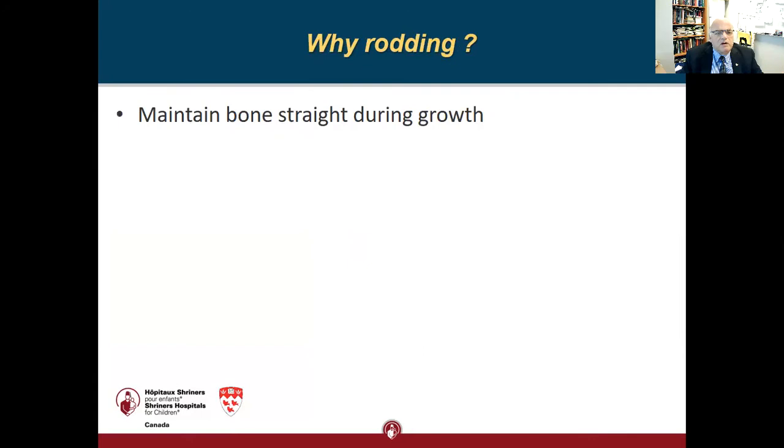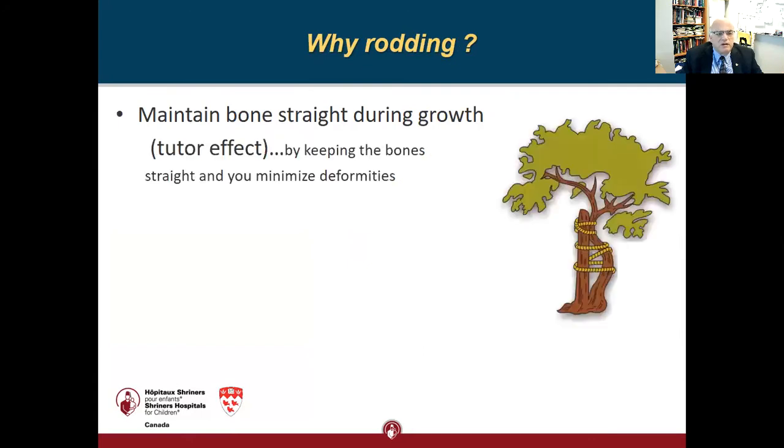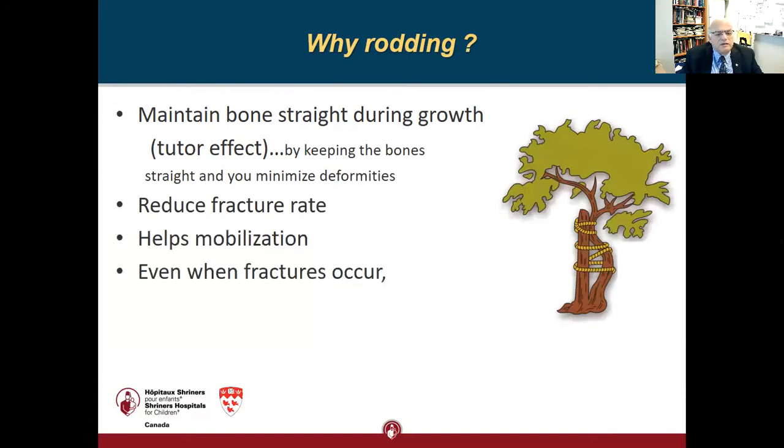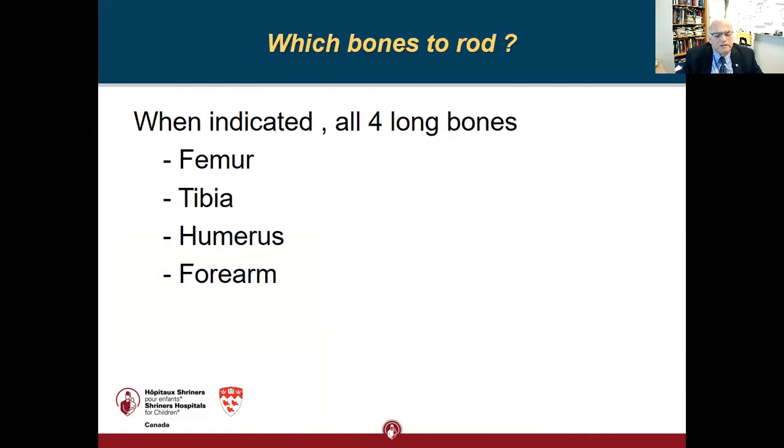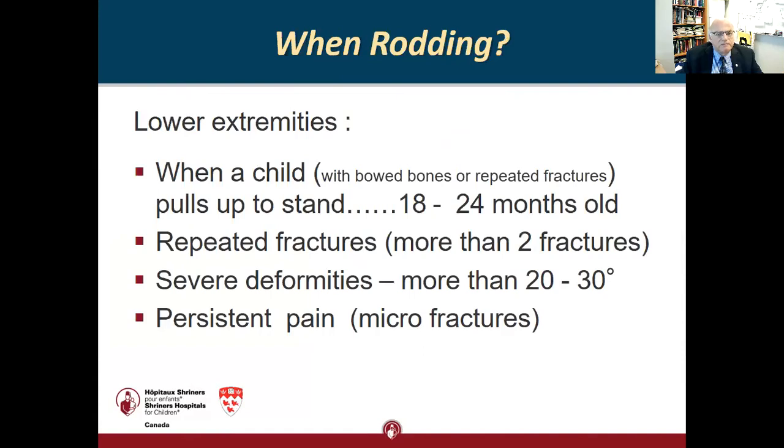Why do we rod the long bones? It maintains the bone straight during growth. It has, in fact, a tutor effect. It reduces the fracture rate, helps mobilization, and even when fractures occur, displacement is less severe. It's indicated now to rod all four bones: femur, tibia, humerus, and forearm.